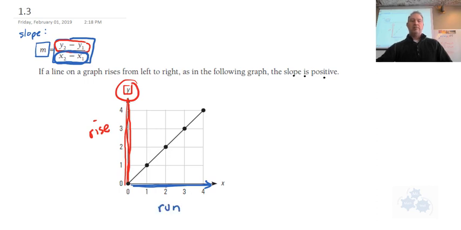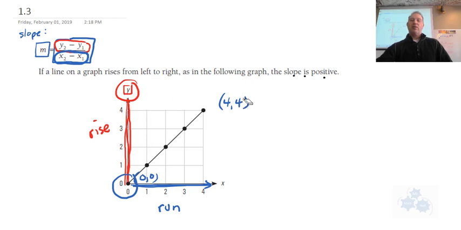That's the run. So if I really wanted to find out, let's say this point right here is 0, 0, right? This point over here, what's the coordinate for this point? Don't say it out loud, just whisper it. Yeah, 4, 4, right? So I know that the rise between this point and this point right here is 4 units. That's good.